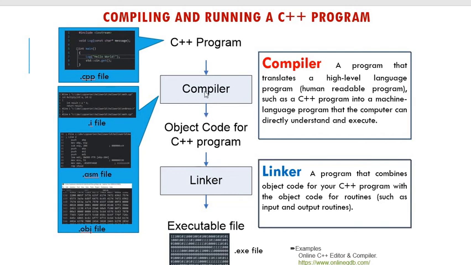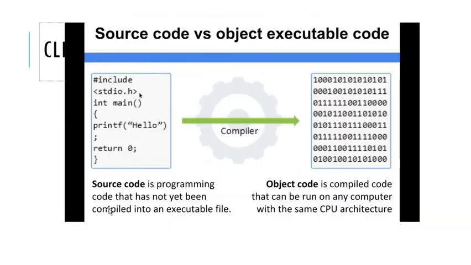Okay, after the program is compiled, we have object code here. So what is object code? Maybe I can show you the next slide. This is the program, also known as source code. A program or source code is programming code that has not yet been compiled into an executable file. This one is not yet compiled, so we call it source code.